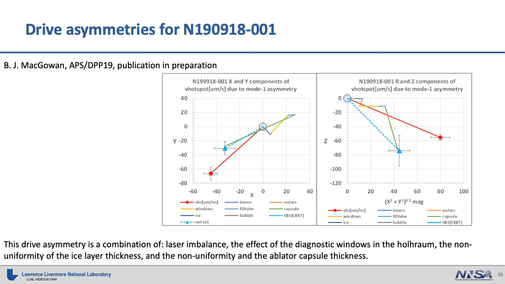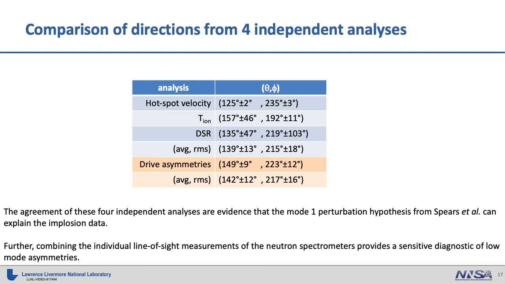This drive asymmetry is a combination of laser imbalance, the effect of the diagnostic windows in the hohlraum, the non-uniformity of the ice layer thickness, and the non-uniformity of the ablator capsule thickness. The agreement of these 4 independent analyses is evidence that the mode 1 perturbation hypothesis from Spears et al. can explain the implosion data. Further, combining the individual line-of-sight measurements of the neutron spectrometers provides a sensitive diagnostic of low-mode asymmetries.